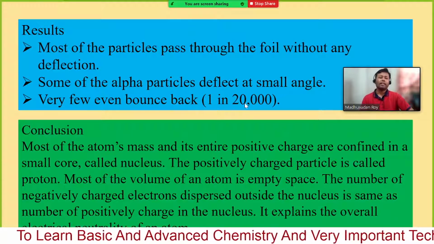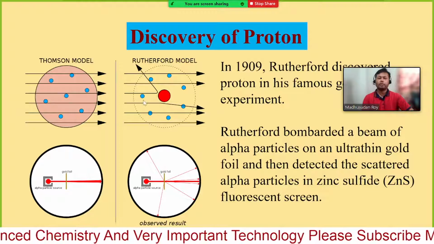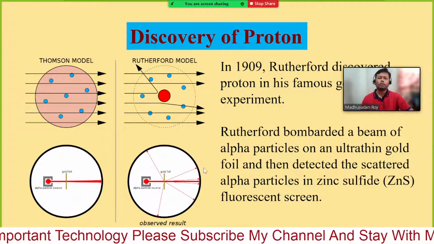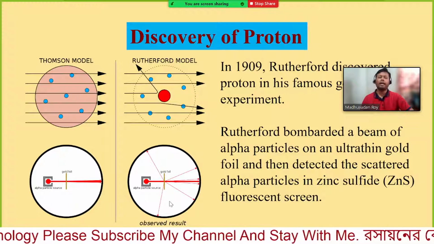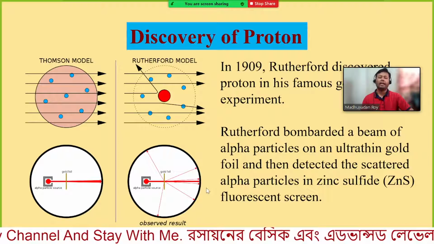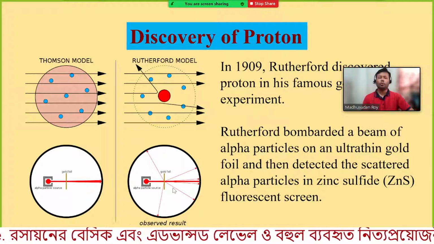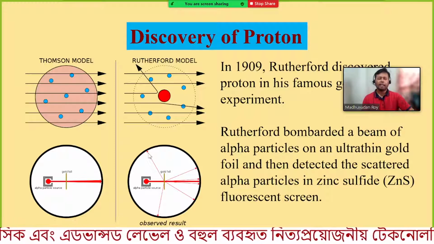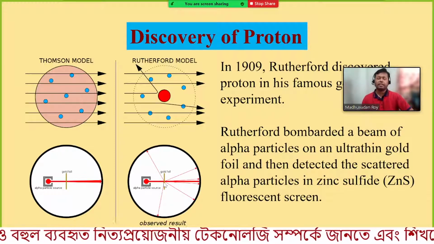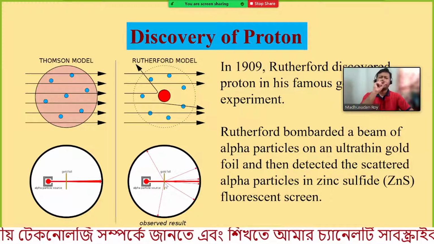So 1 in 20,000. That means if you count the total number of alpha particles, the total number of spots on the screen, then around 1 out of 20,000 spots you may get one bounce back. That means the very heavy particles in the center exist in a very small area.